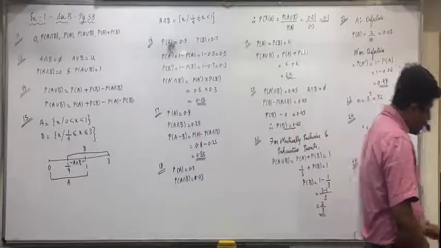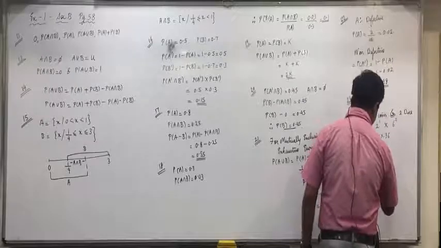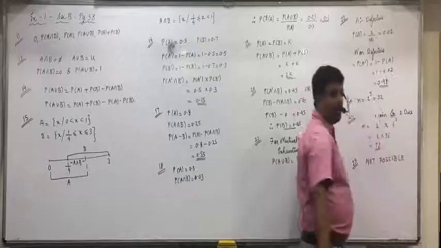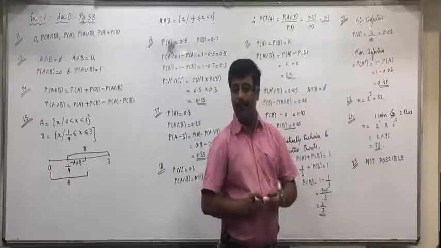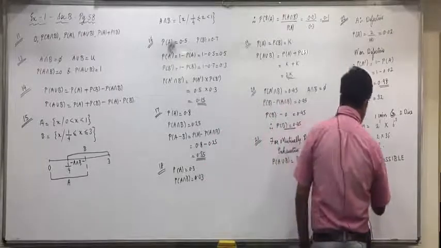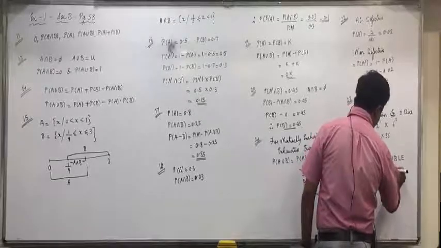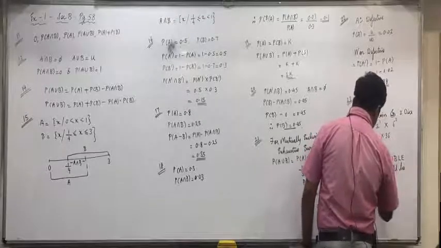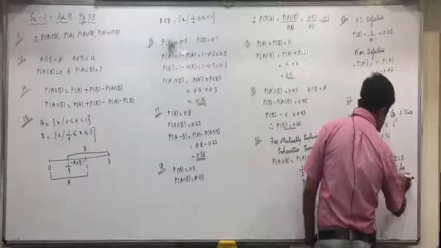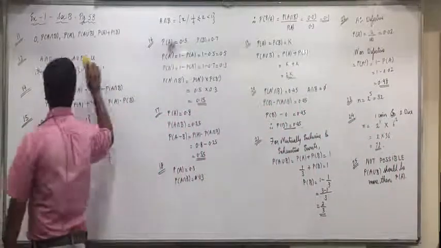Write down. The given information is not possible because P(A union B) should be more than P(A). Did you all understand this portion, everyone?